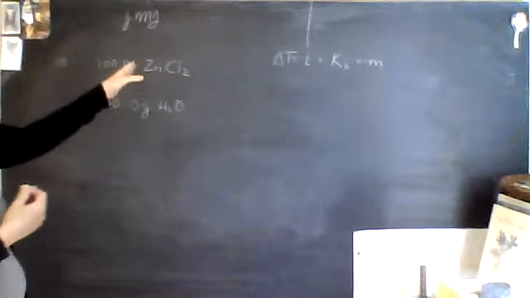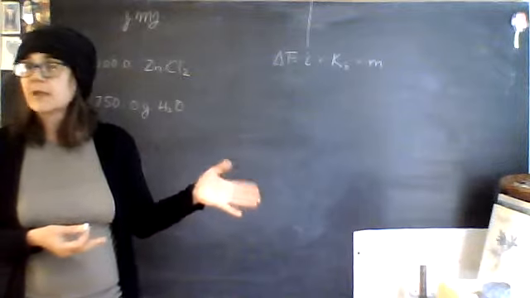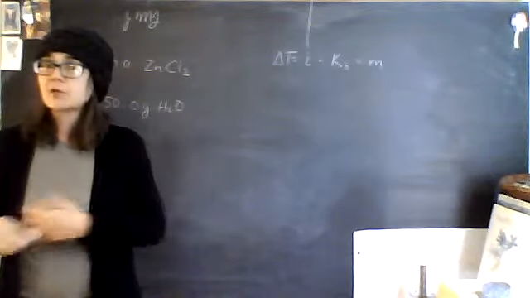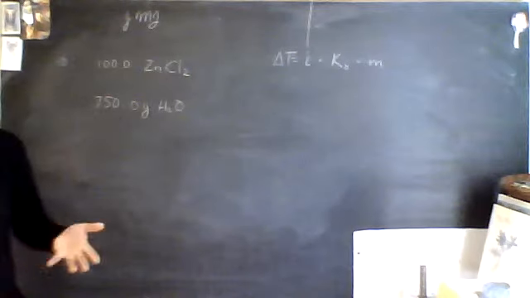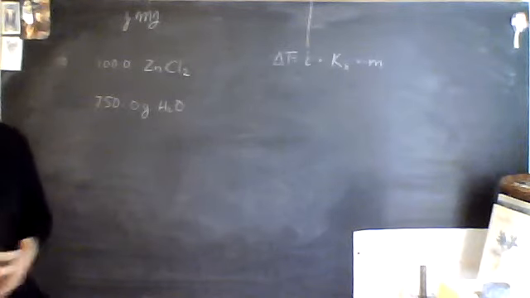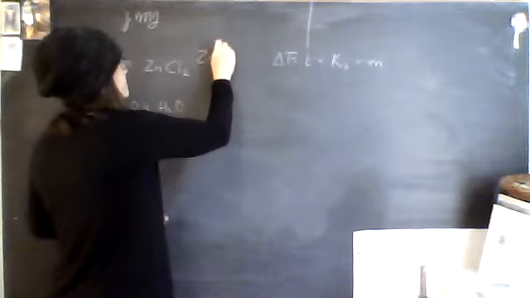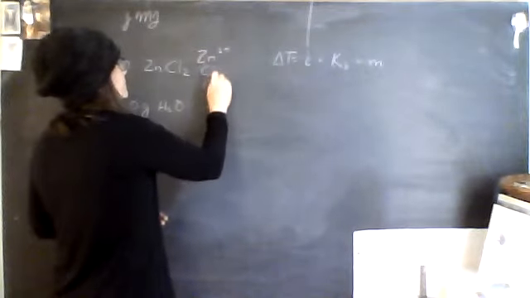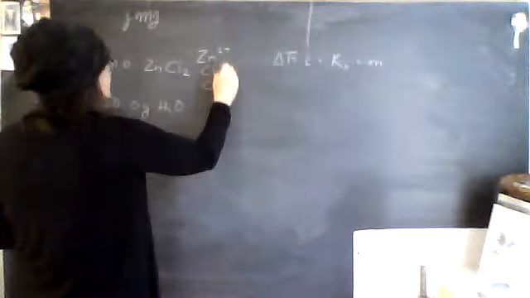So ZnCl2, is it ionic or covalent? Ionic. It's an ionic compound. So how many ions? Where is zinc? Zinc is in 2B, so it's going to be Zn2+, and then we have the 2 Cl's, right? Well, where's Cl actually? Cl is in 7A. So it's going to have a single negative, right?